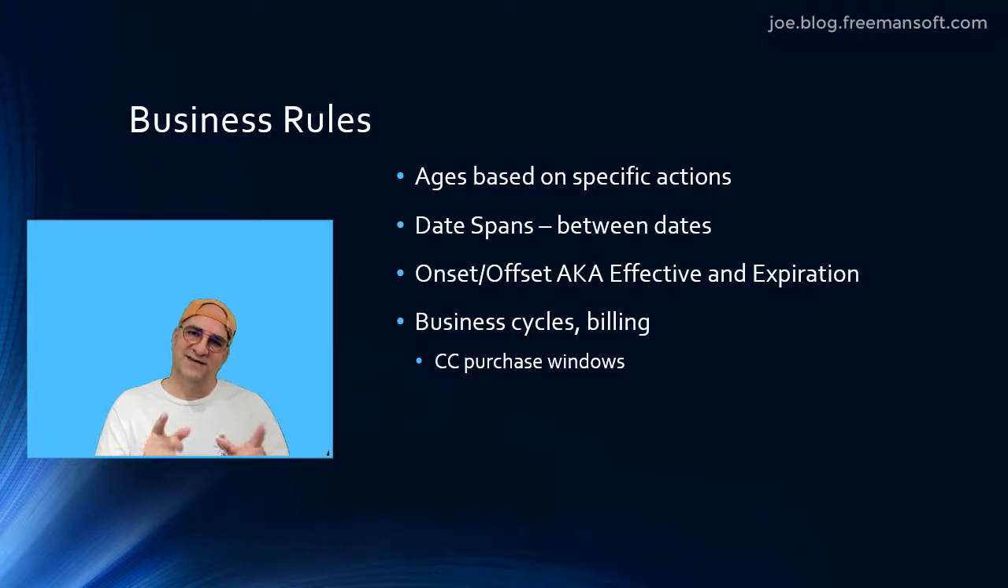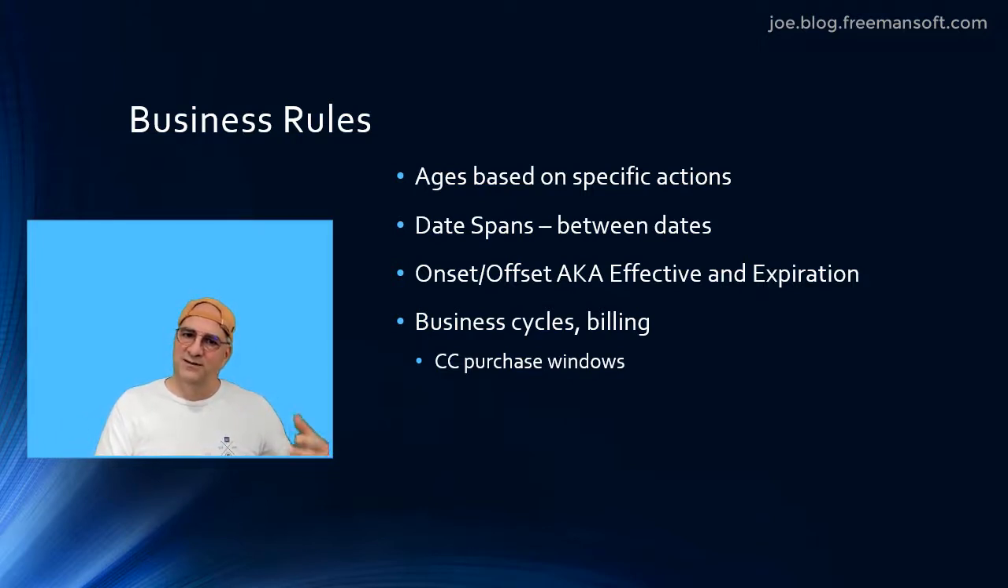There's onset offsets. A lot of places will enable something for some period of time. And the easiest one is a coupon. This coupon is valid between these two dates. It is effective and then it expires, right? And we could do the same thing for return windows for every purchase.